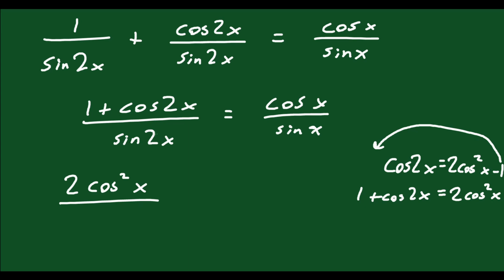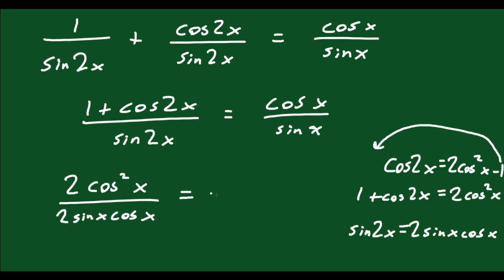Well, I can do the same thing on the bottom, right? Because recall that sine 2x is equal to 2 sine x cos x, right? That's another double angle identity, so I can use that. 2 sine x cos x equals cos x over sine x.